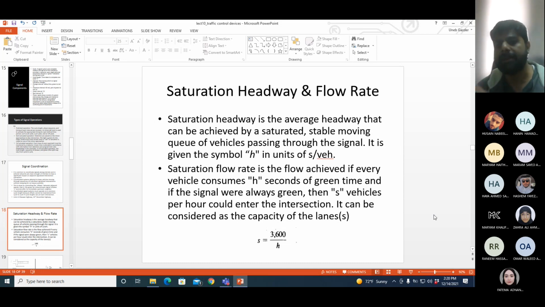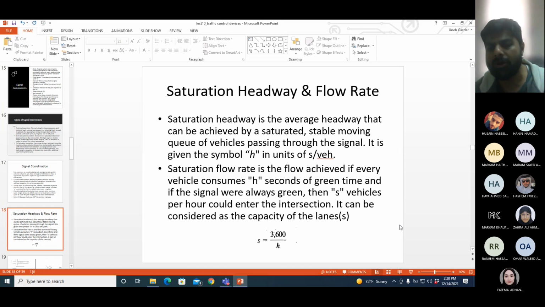And again, in the lecture 3 slides, we discussed that the relationship between headway and flow rate is inverse, where 3600 is the conversion from seconds to hours. So if you know saturation headway, you can calculate saturation flow rate as well, which is the inverse of saturation headway. S is saturation flow rate and H is saturation headway.